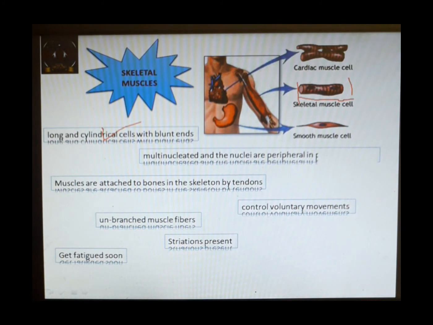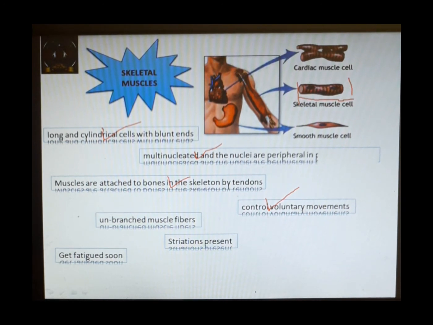Okay. Then the muscles are attached to bones in the skeleton by tendons that I have told you. That's why they get their name. Okay. Then these muscles are going to control voluntary movements. For example, to move my hand or not is my wish. Okay, I am going to decide, I am going to control the movement of my skeletal muscles, and that's why it is said that they are going to control voluntary movements, and as they control voluntary movements, we can also call them voluntary muscles.